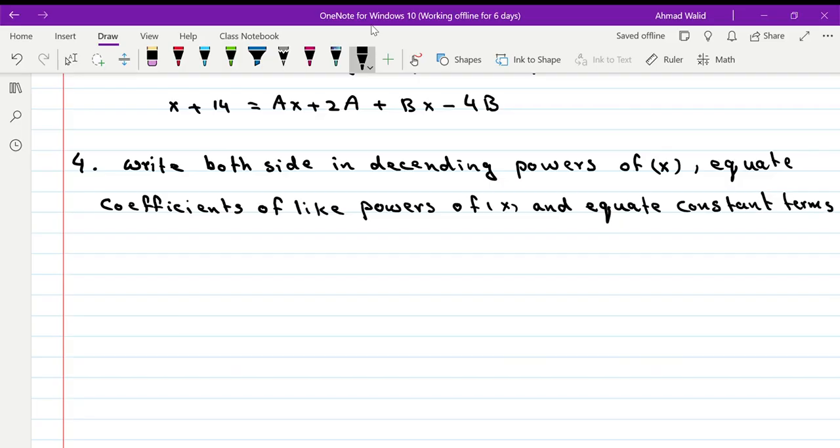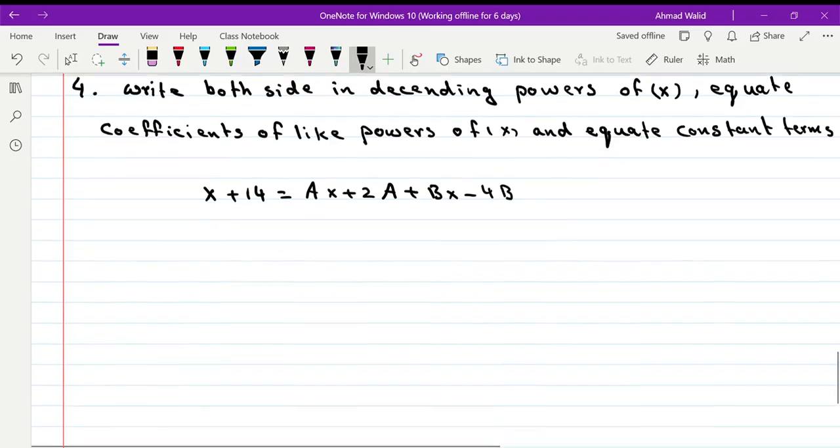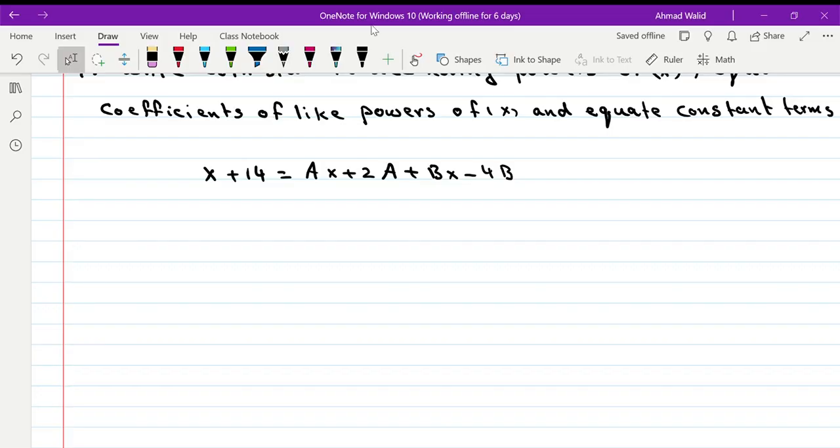Okay, I'll copy that equation. We are here: x plus 14 equals ax plus 2a plus bx minus 4b. First, write the right side in descending order. It means you will end up with x plus 14 equals ax plus bx, which comes here because you want to write in descending order, plus 2a minus 4b. That is the descending order.